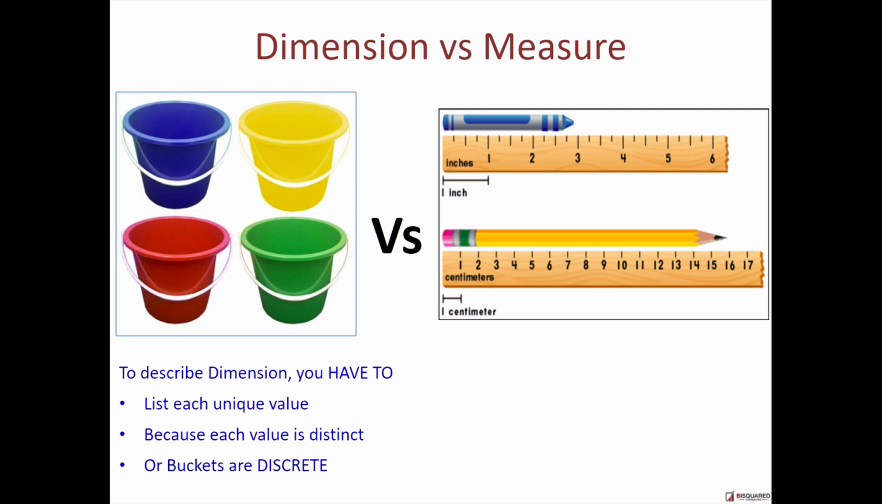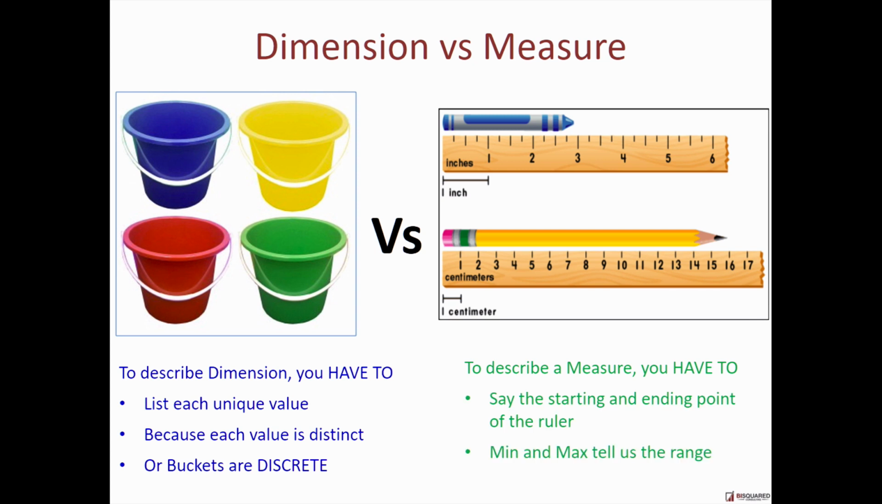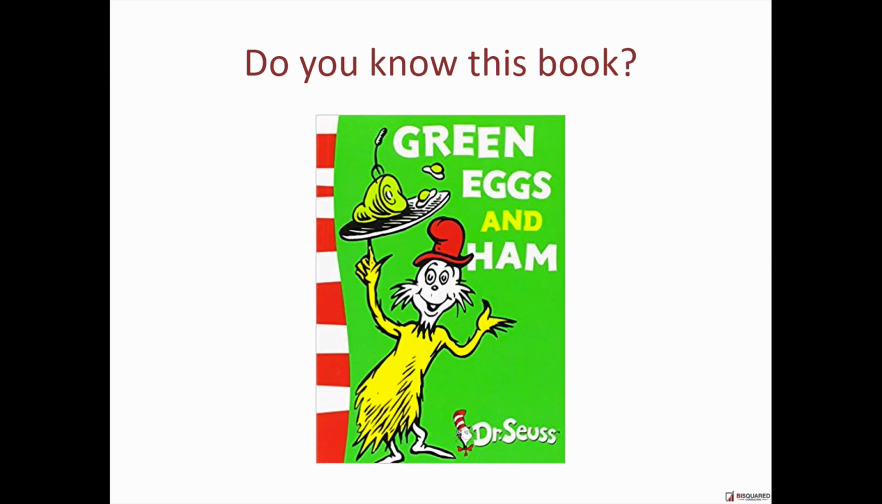Or in other words, if you use a technical term, buckets are discrete. They are separate. We can't club them together. Whereas if we come to the world of numbers or measures, you can just say the starting and ending point of the ruler, or the min and max, and that gives us the entire idea. We don't have to list each individual value because the ruler is continuous, right? So one is distinct, separate, discrete, the other is continuous. One forces us to list each unique individual value, and for the second one it suffices to just list min and max, or starting and ending point.